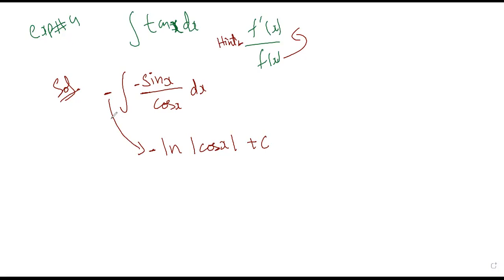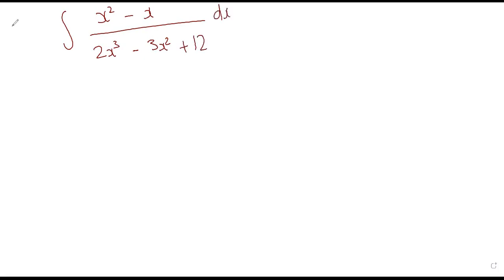Okay, we have 2 minutes. Let's see if we can do another question. Let's try doing it. The integral of x squared minus x divided by 2x cubed minus 3x squared plus 12 dx. So how would you do this question?